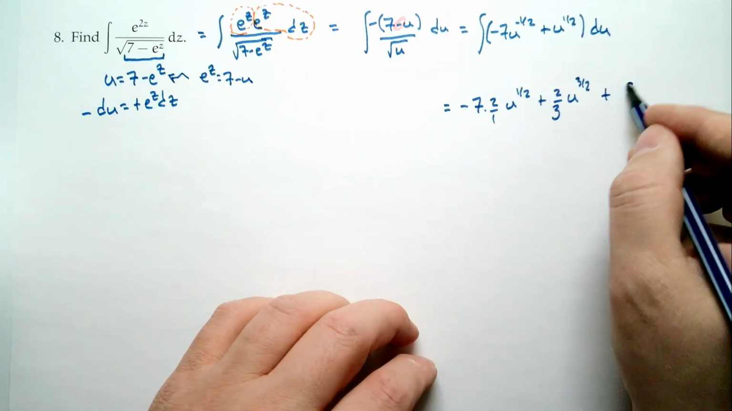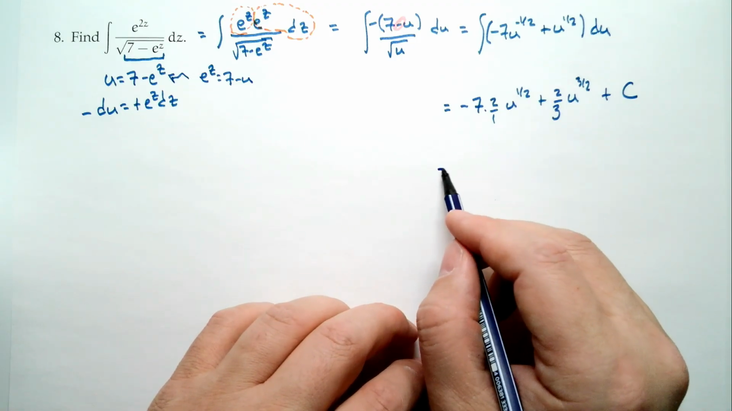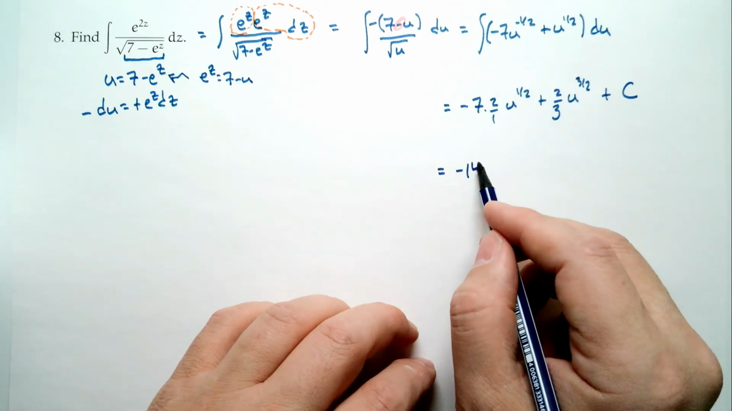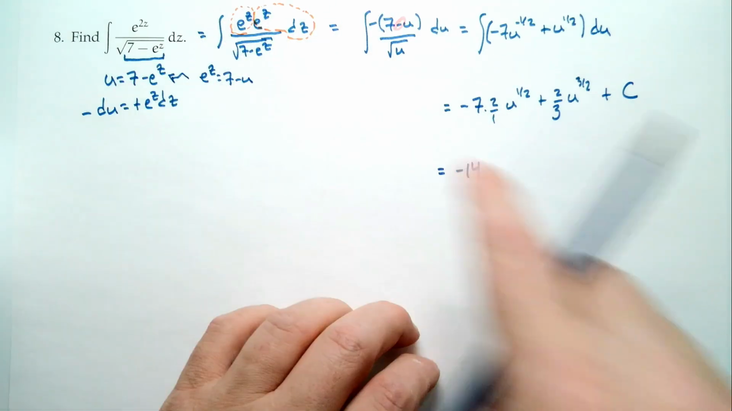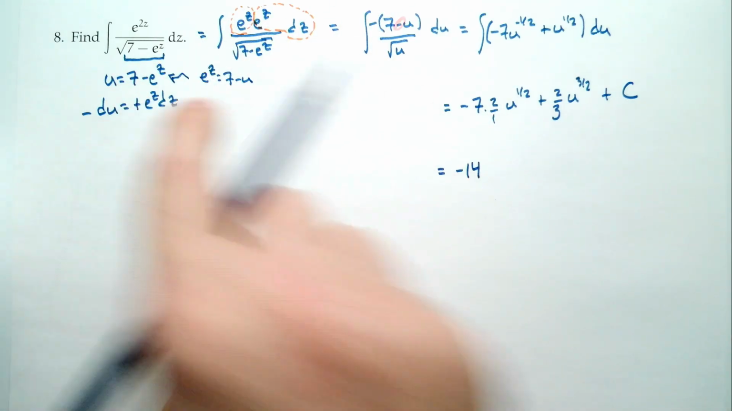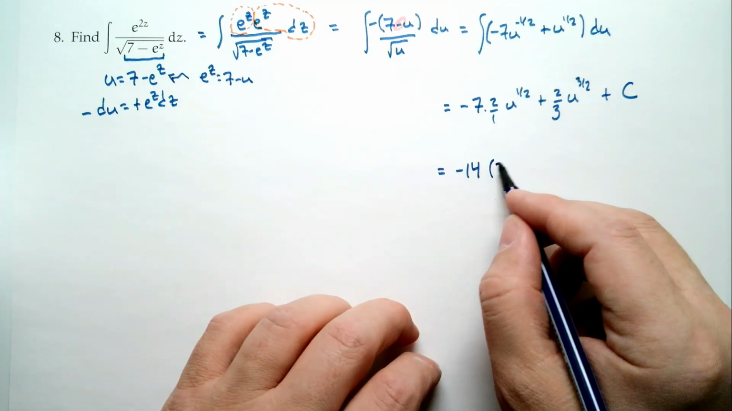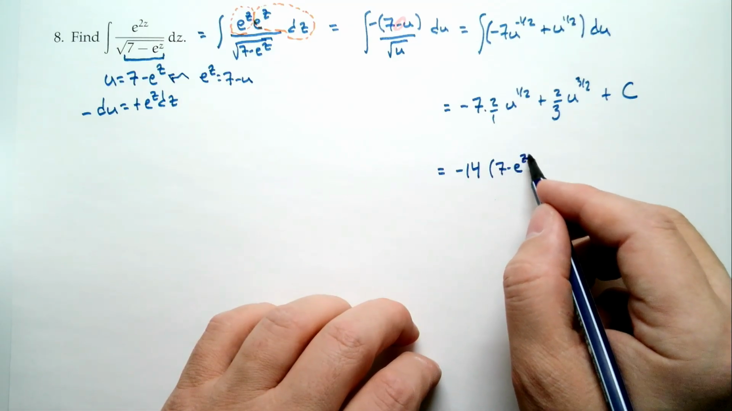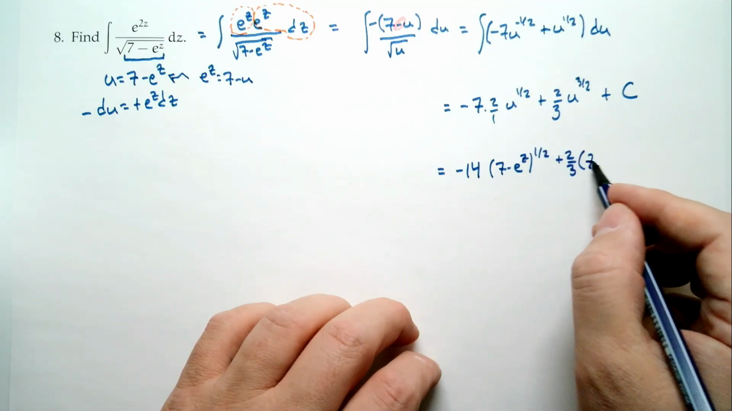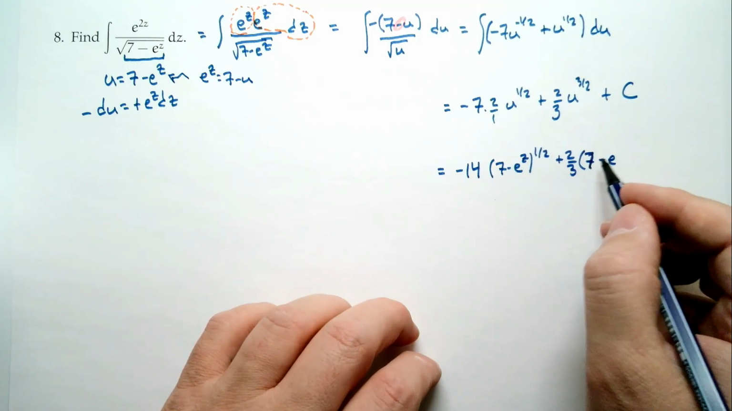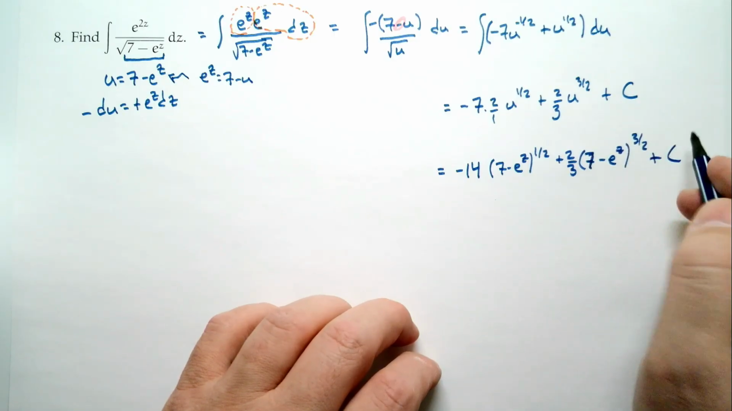And because I want my points, plus c. And don't forget, we've got to finish up by going back to what we started with. Whenever it's an indefinite integral, you always got to go back to your original. So I'm going to replace u by 7 minus e to the z. So negative 14 times (7 minus e to the z) to the 1/2 plus 2/3 times (7 minus e to the z) to the 3/2 plus c.